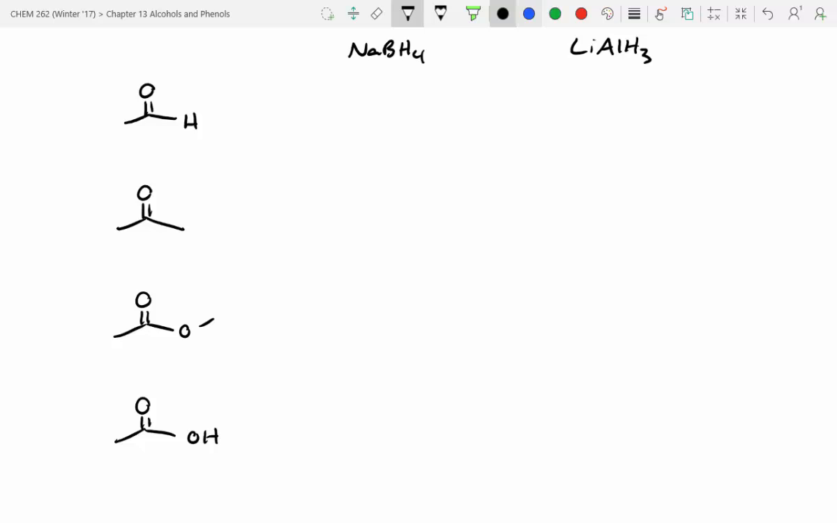And let's draw in the product we would get. We know with aldehydes we would get a primary alcohol. Is that the only thing it will work on? Not quite. The carboxylic acid won't be reduced by sodium borohydride. It was only aldehydes and what else? Ketones. So if we reduce a ketone, we can make a secondary alcohol. However, down here we get no reaction and no reaction. Oops, sorry. This should be LiAlH4.